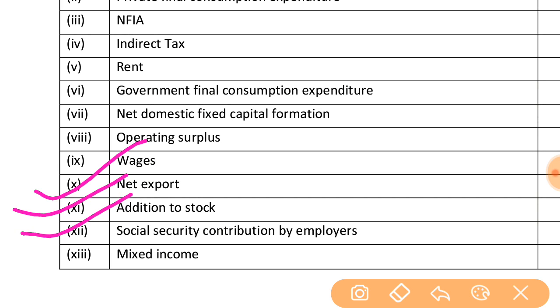So next is social security contribution by employees. Social security contribution means what? It is the compulsory payments paid to the government that confer entitlement to receive a future social benefit, like provident funds. Every government employee, and nowadays private employees also, have to pay provident fund. Provident fund was 12% of the salary that they have to pay. After retirement, or during the service period, they can withdraw the money.